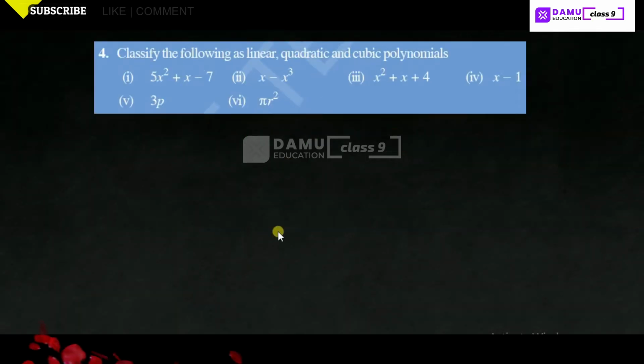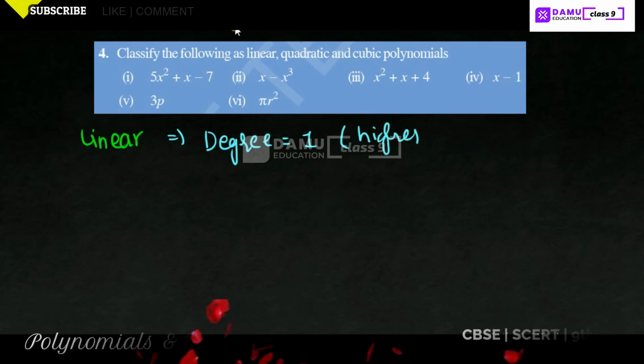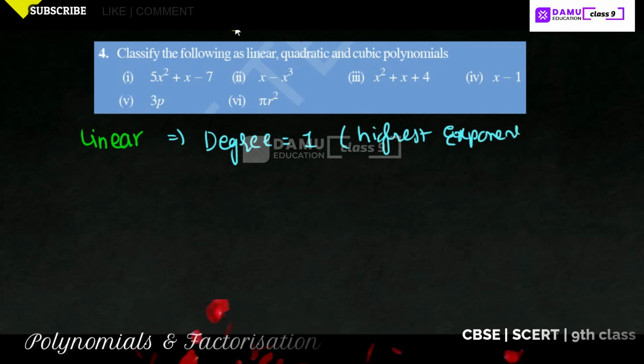Hello viewers, in this module we are going to discuss the difference between linear, quadratic and cubic polynomials. So what is meant by a linear polynomial? For a linear polynomial, the highest degree will be only 1. Degree means the highest exponent value in the given expression. So for linear, we will take it like this.